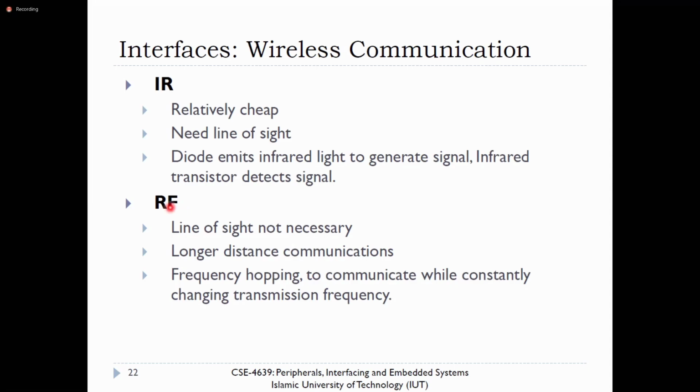And of course, though it's a higher frequency, it's relatively cheap. Infrared is a bit hazardous as a signaling technology. We cannot use it for data communication, but for some specific, short-term signaling we can use infrared, and it is relatively cheap. It needs line of sight, and we use some diode to emit the infrared signal, and in the receiving part we need some transistor to detect that signal.